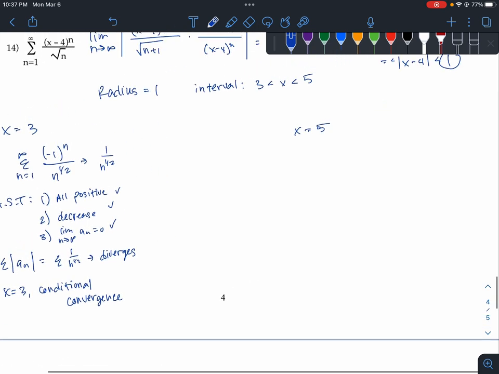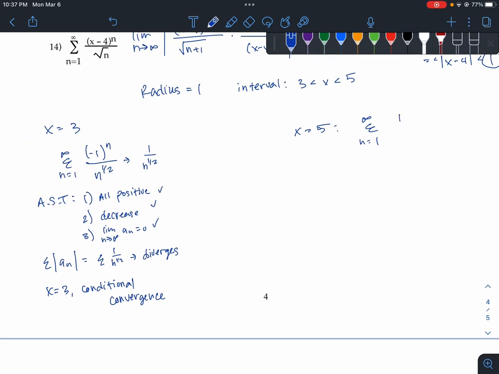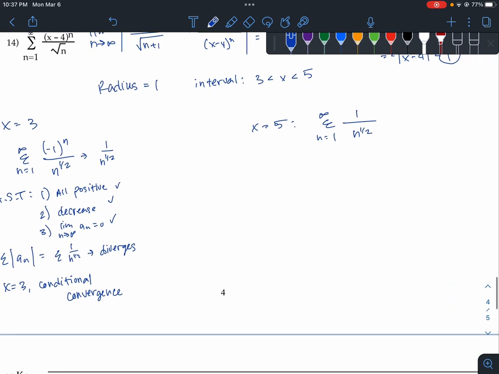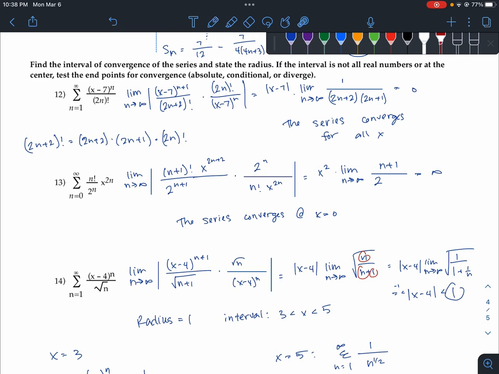Okay, and then x equals 5. Let's go ahead and give this one a go. So we'll apply the series as n equals 1. And if I plug in 5, I get 1 to the n, which is 1, divided by n to the 1/2. And again, by p-series, this is a diverging series. So this diverges by p-series, where p is less than 1. So diverges by p-series. Okay, so I think we've covered all the bases of the question.